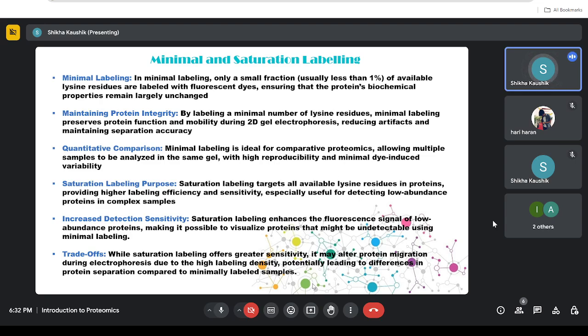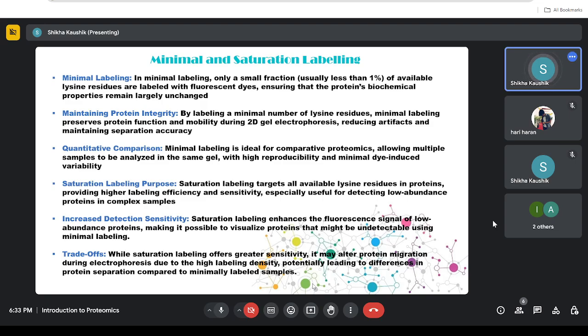And in saturation, because you use a higher amount, you are actually saturating the high abundant proteins, or proteins that are present in a higher amount as compared to other proteins. But this may not happen when we are talking about minimal labeling. In case of minimal labeling, you will have resolution of maximum proteins there.